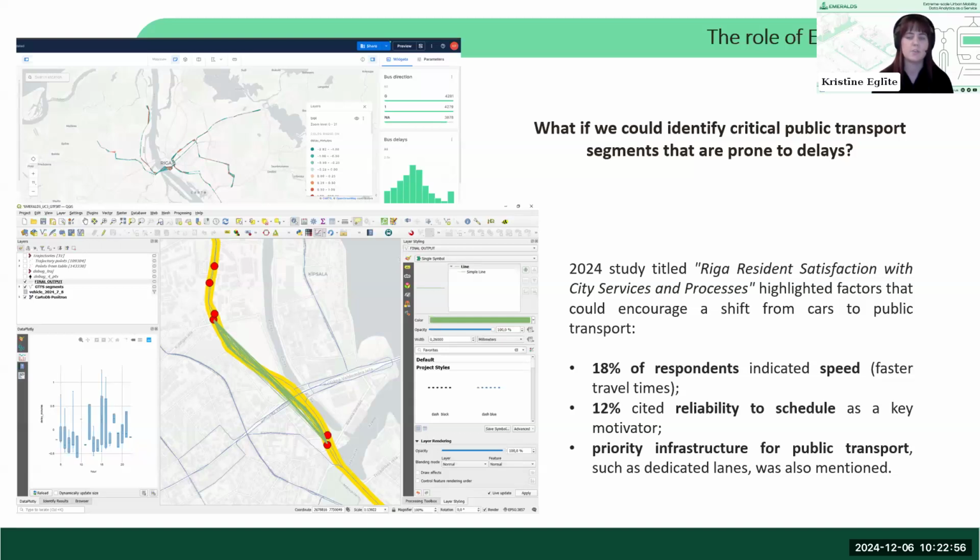And here in the presentation, I have also included the results from the annual municipal survey that presents residents' opinion, and when asked about what improvements would encourage them to change their mobility habits, like switching from cars to public transport, 18% of respondents mentioned speed, and 12% mentioned the reliability to schedule. Of course, congestion is not always the only factor that affects these metrics. We need to remember that in Latvia we have all 4 seasons, and weather also plays a role. However, congestion is and remains a critical issue where travel time and delay analysis could help to identify where delays occur, their extent, and their frequency.